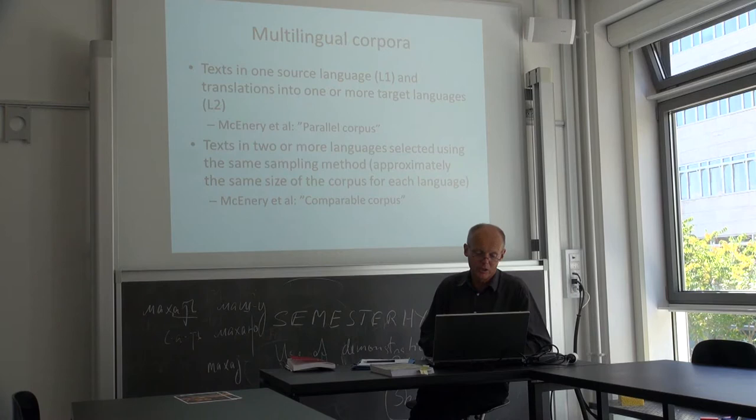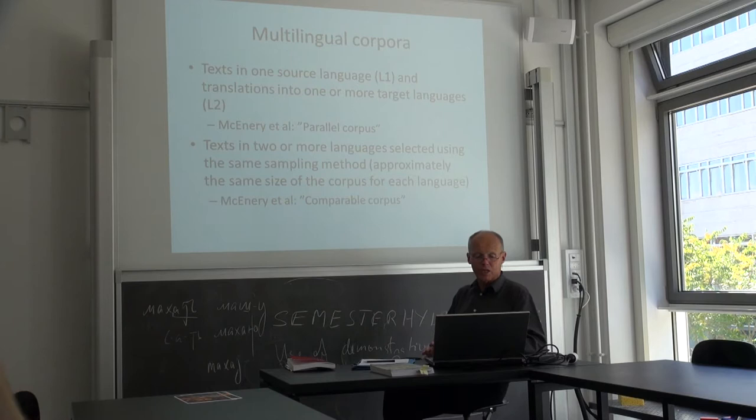And then you can take what McEnery calls a comparable corpus by using the same sampling methods for different languages. That's a different way of doing it. In a way it's technically easier, because for the first type you need to establish an electronic link from every sentence in the source text to the corresponding sentence in the translated text. So the hit you get when you use a parallel corpus, a translation corpus, is usually a line for the source text and then a line for each of the other languages showing how this sentence has been translated.